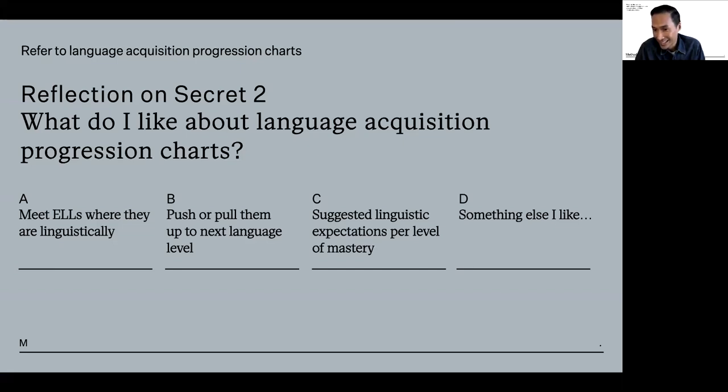Okay, I see IDAC 4 says A. Yeah, I like that too. You meet them where they are. In fact, I like all of these. Yeah, Forrest says A also. Each one of these answers has a good point to them. So be sure to use them all.